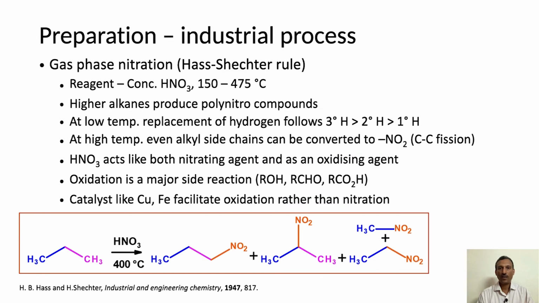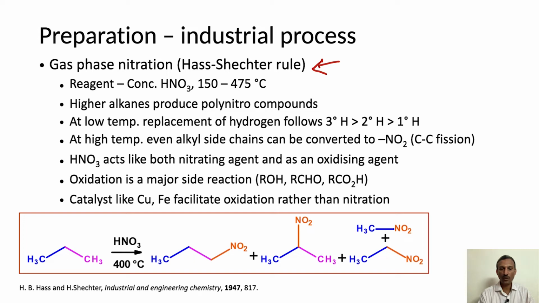And there is a second method in the industrial process. So this is basically the gas phase nitration reaction. So in this particular case, this reaction is actually governed by the Hass-Schichter rule. So here we have a couple of things happening. We will be looking at what are each individual ways by which the reaction actually proceeds.